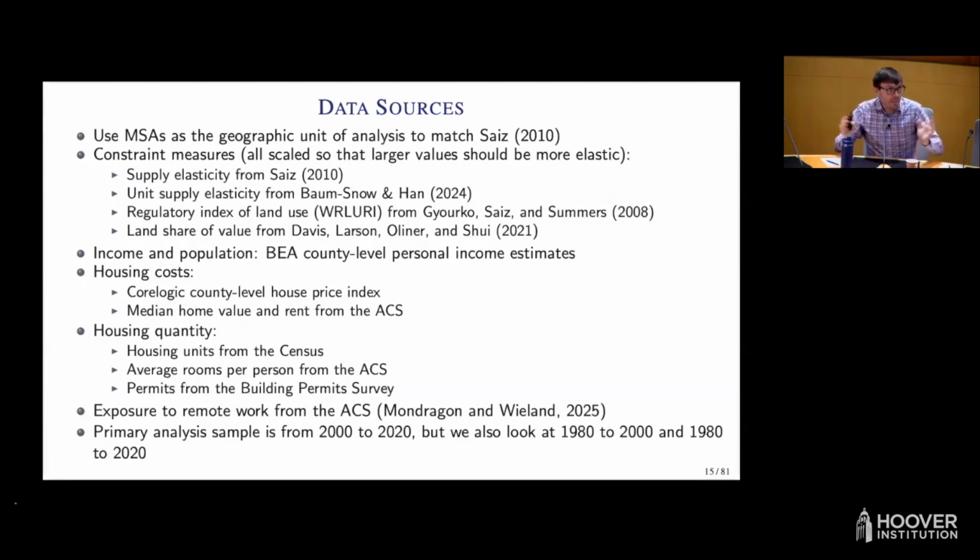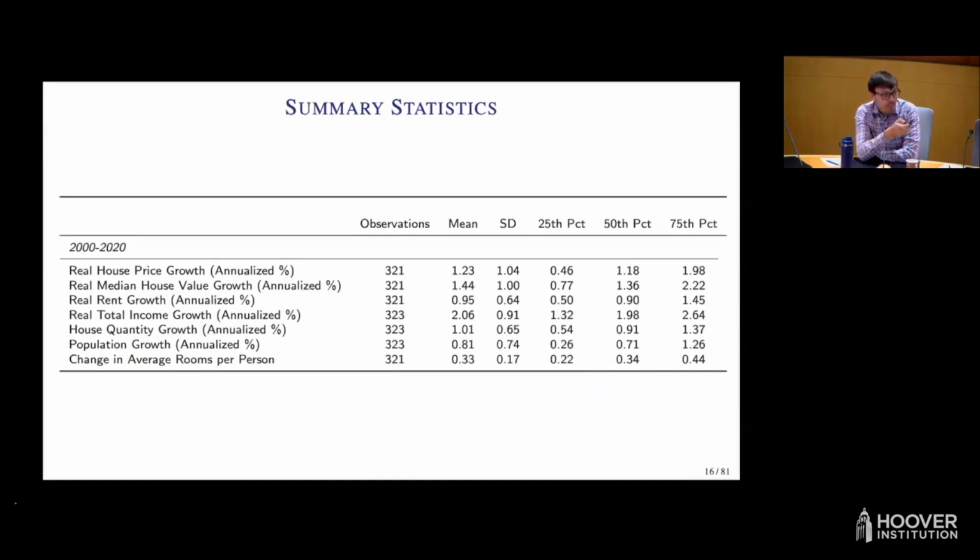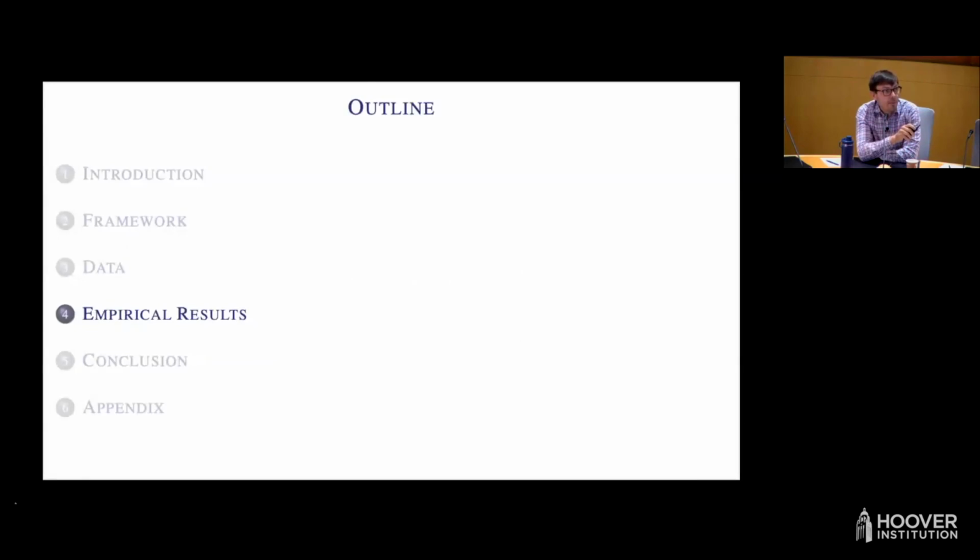So again, we're going to try to look at a broad range of different ways of measuring supply elasticities. Everything else here in terms of data is going to be pretty standard. We have about 320 MSAs for which we have house prices, housing values, rents, income growth, quantities, population, and then an intensive measure of housing size. The first thing I want to show you is why it's very important to look at both quantities and prices. Prices alone are not going to tell you the story.